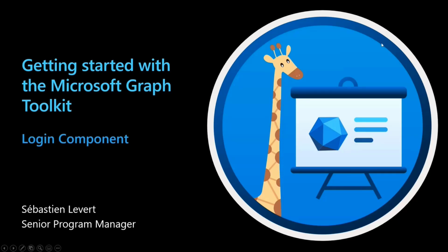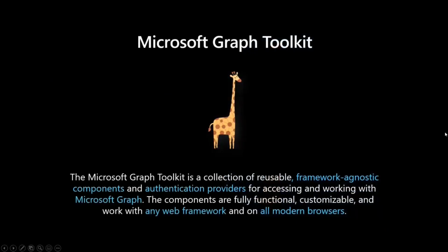But before we go any further, I'd like to remind folks a little bit of the concept around the Microsoft Graph Toolkit. The Graph Toolkit is a collection of reusable, framework agnostic components and authentication providers that allows you to access and work with the Microsoft Graph. The components are fully functional. You can customize them, and they work with any web framework and on all modern browsers. For today, we will be using the Microsoft Graph Toolkit as a vanilla HTML and JavaScript component. So we're really going to use the web components approach here. Nothing crazy, really the basic stuff. I don't want to go into any framework specific capabilities just yet. That's going to be for way later in this series of videos.